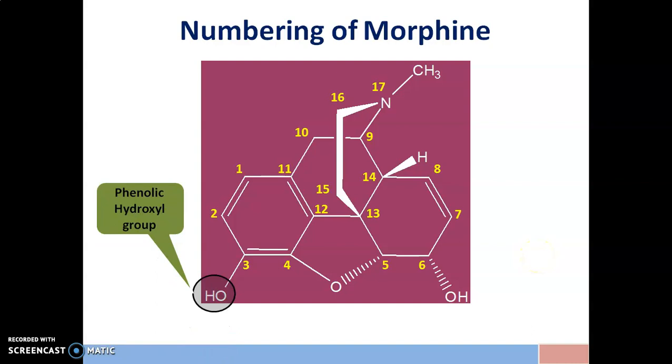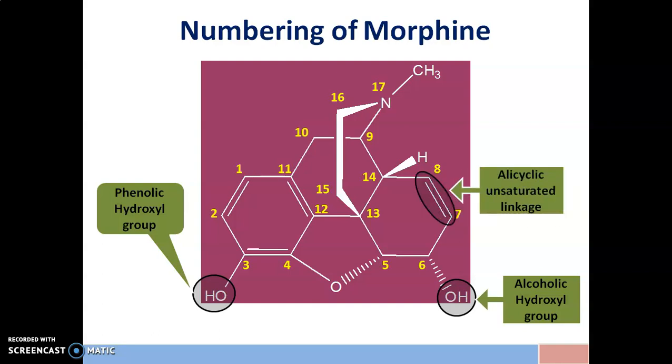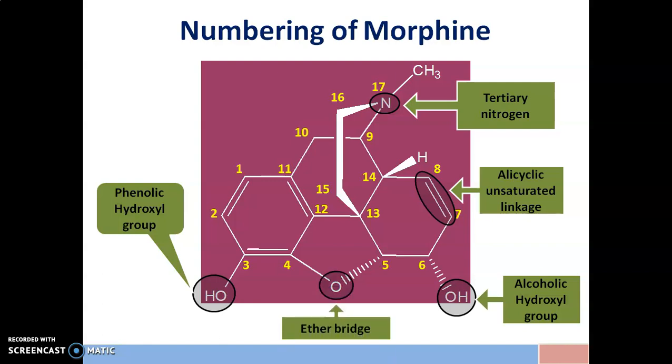So morphine contains a phenolic hydroxyl group at third position and an alcoholic hydroxyl group at sixth position. There is a presence of a double bond at position 7 and 8, that is an alicyclic unsaturated linkage. And a nitrogen atom is present at position 17, which is a tertiary nitrogen. And ring E contains an ether bridge.